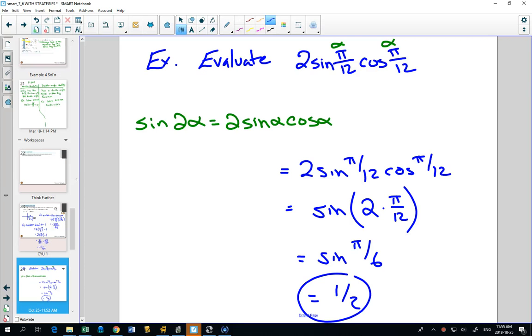Whoa, what? Oh, okay, I see. So I recognized this as the right side of this formula. So I switched it to the left side of the formula. That's what a formula does. That's what an identity does. It says they're interchangeable. So what was my alpha? My alpha was pi over 12. What's the left side of my formula here? 2 times alpha. So I wrote 2 times pi over 12.